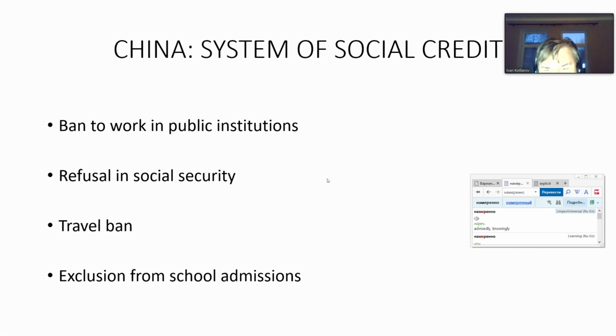Exclusion from school admissions. It was a very, very interesting story. A young person from China, a young Chinese guy, wanted to enter a prestigious Chinese university. He passed all examinations, he passed all selection procedures. He was very successful. He was, if I'm not mistaken, one of the best. But he was refused admission. How was he refused admission to this university? Why do you think?